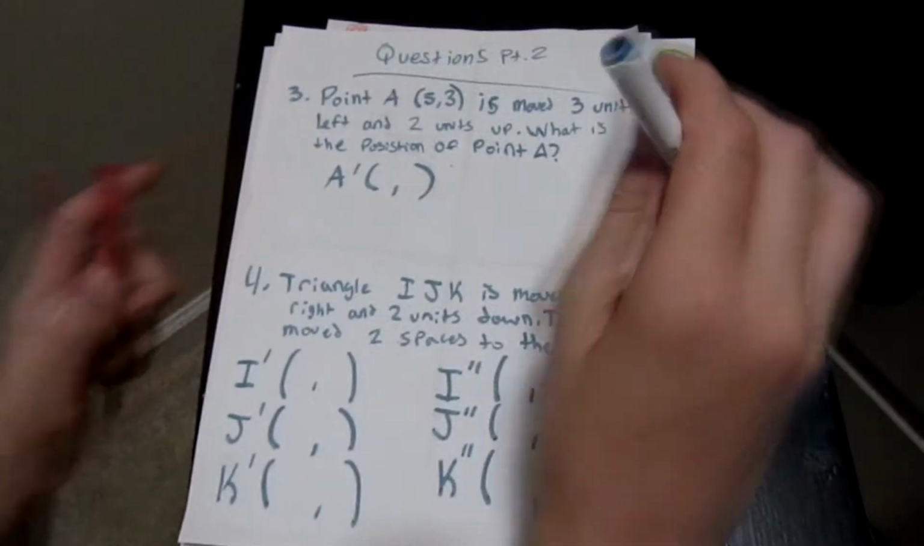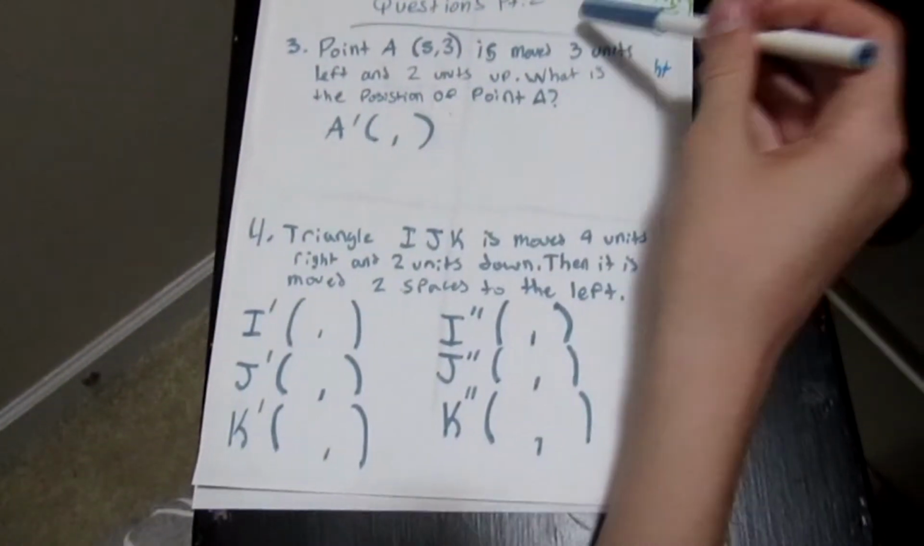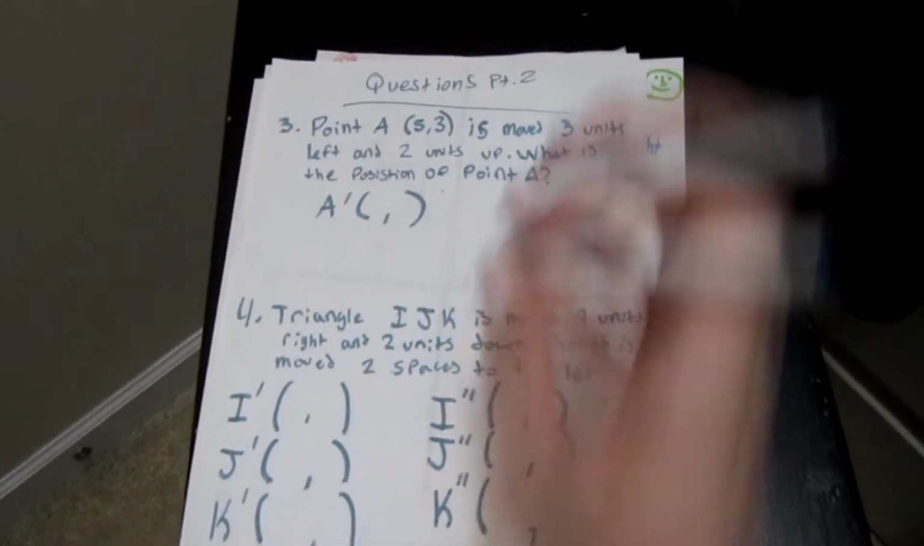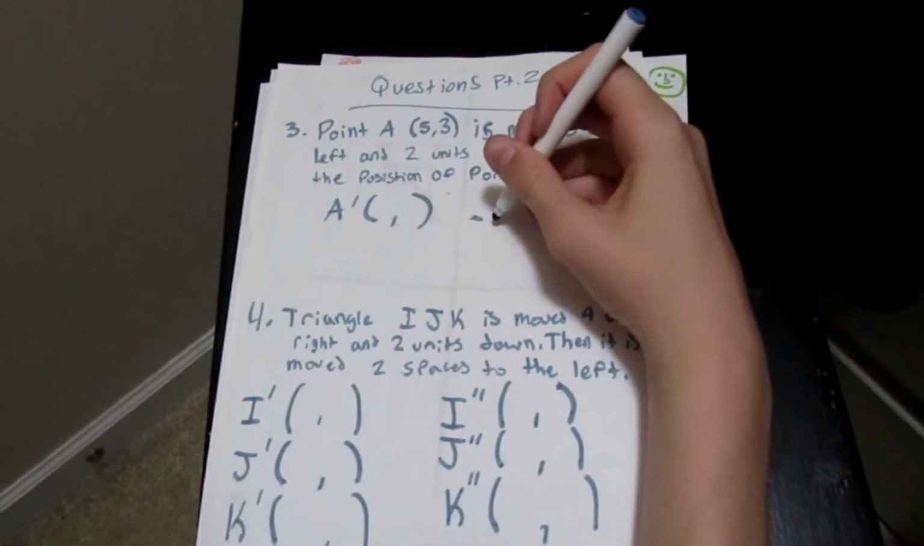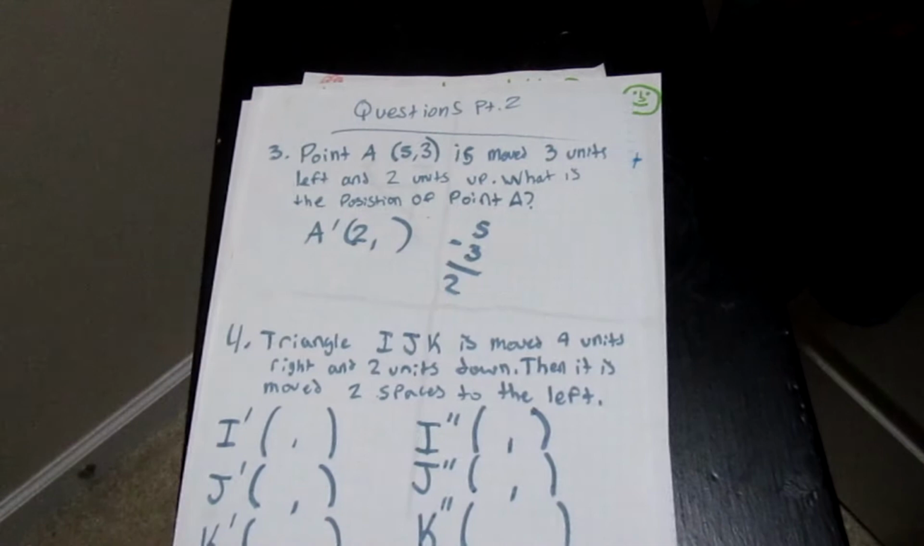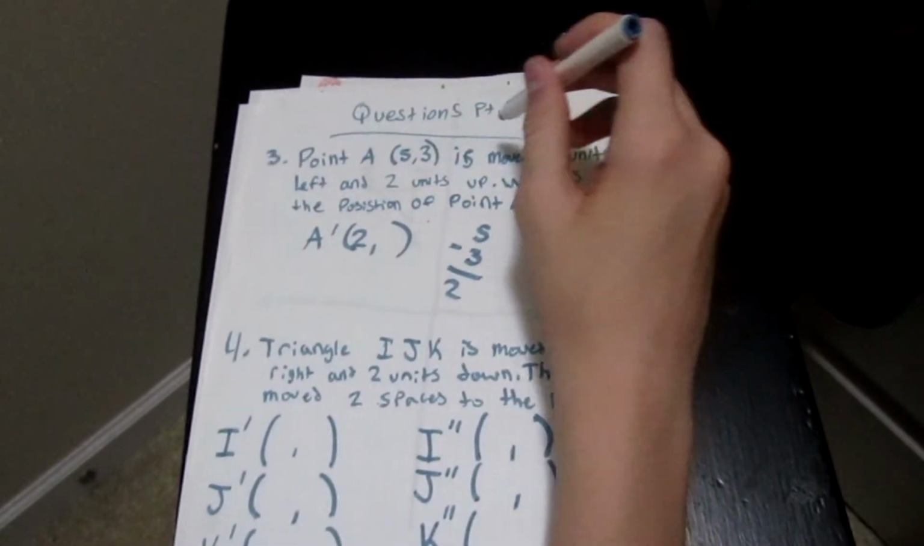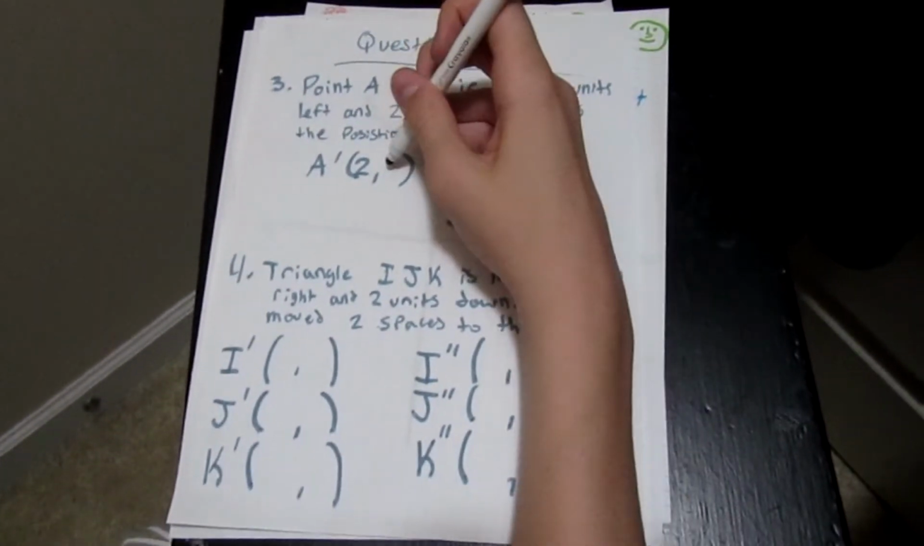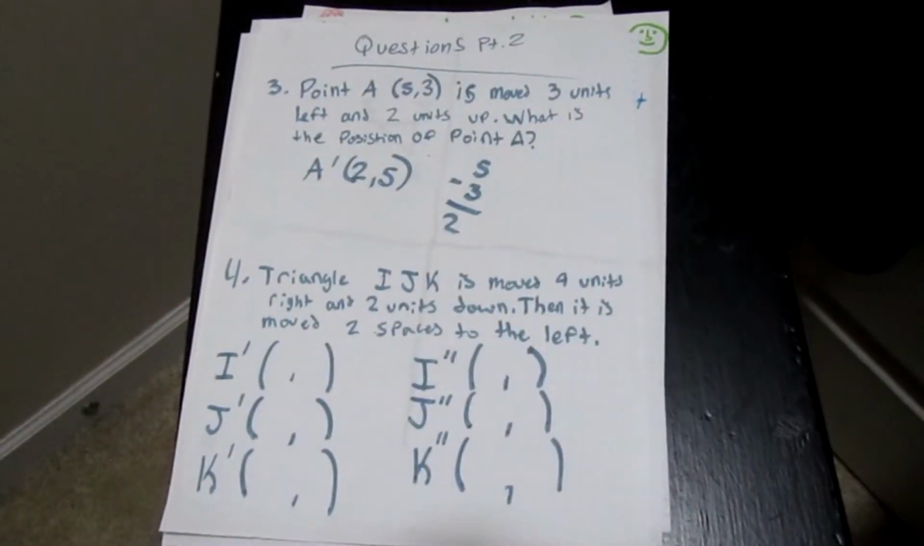So in question number 3, it's asking us, it moves 3 units left. So what we can do is just subtract 3 from 5, and we get 2. So that's pretty easy. You get 2, and then it goes 2 units up, so it's going to be 2 and 5. And that's all you have to do.